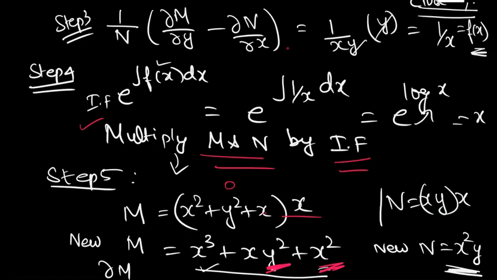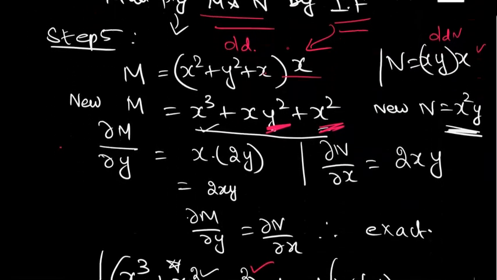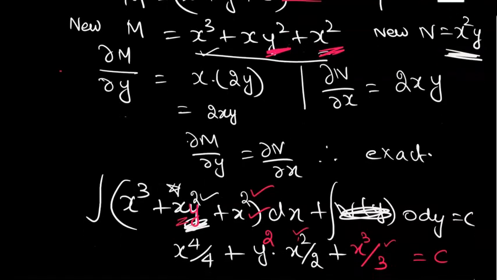So this is your old m and we are going to multiply this. For this problem, the integrating factor happens to be x. And this is your old n and we are multiplying it by x. Once you multiply, the function becomes exact and hence you can solve it by the normal exact differential equation.